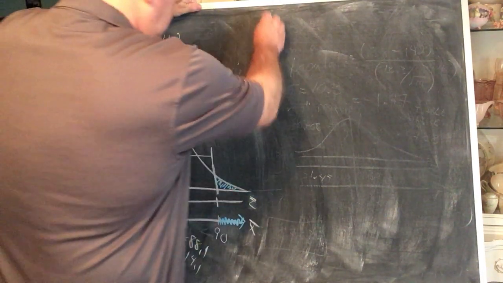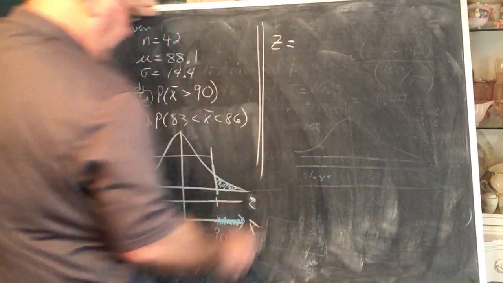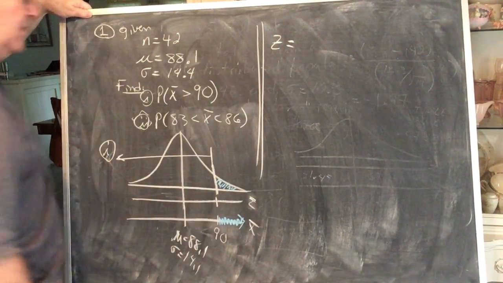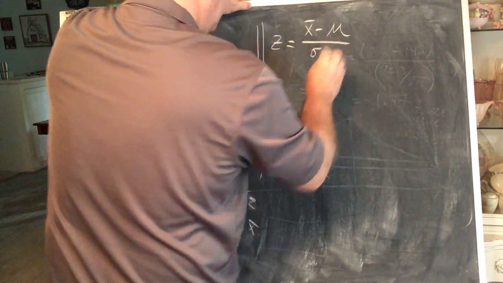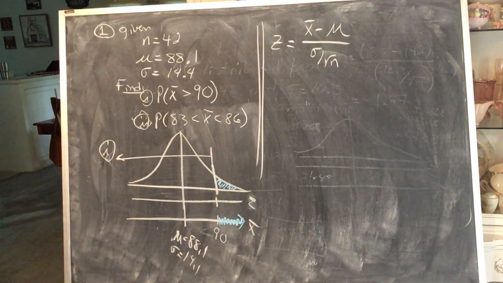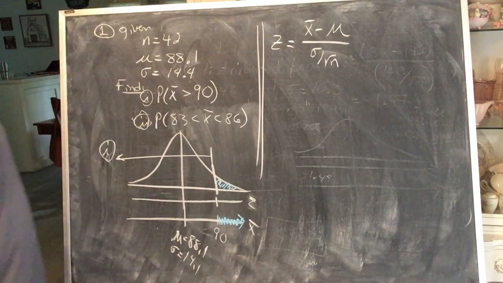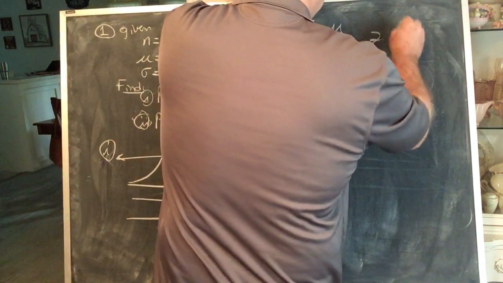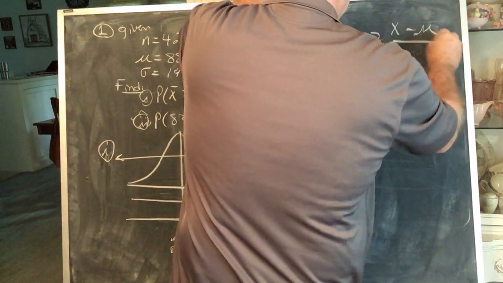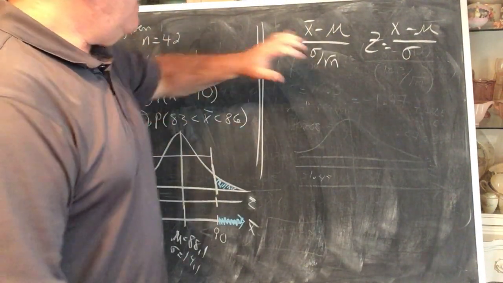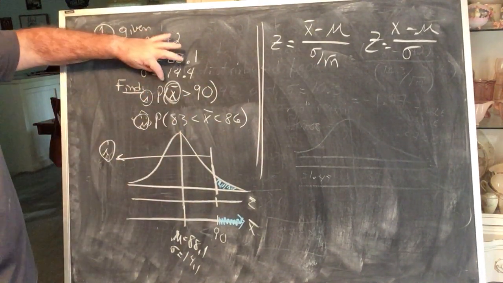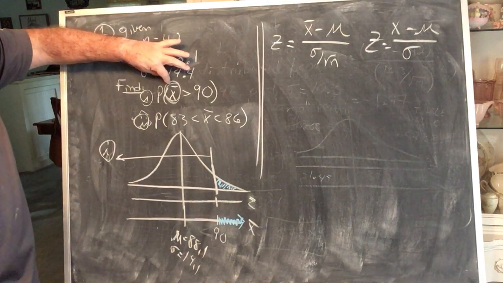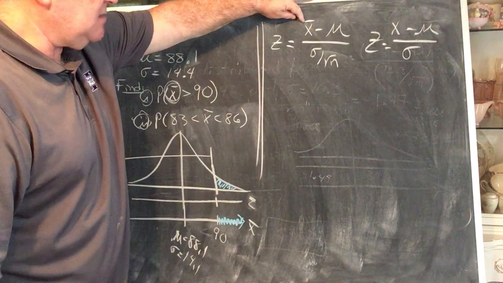So let's just go ahead and run down the list here. First thing, translate from x bar to the z scale. So this is x bar minus mu over sigma over square root of n. You do not need to have this formula memorized. Anytime you use it, that formula will be given to you. But what you do need to do is be able to know when you use one or the other. This is used if you're looking for sample means. The symbols make a difference. The sample means, this is x bar, so use the x bar formula.